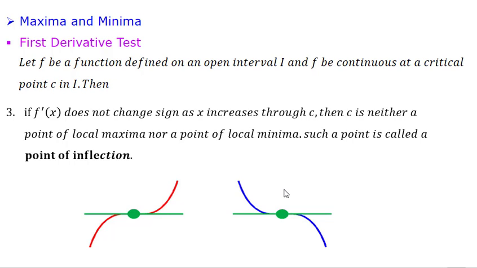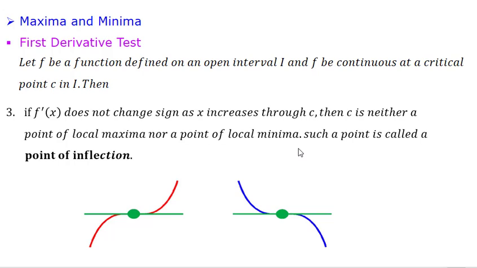Similarly we find local minima. For local minima again we set f dash x equal to 0, find the point c where the derivative is 0, and then we find the value of the derivative of the function towards the left and right. If they change sign from negative to positive, then that point is called a point of minima. If it is not changing its sign at all, then that point is called a point of inflection. So this is how you use the first derivative test and find the maximum and minimum value and find the point at which you are getting maximum and minimum.